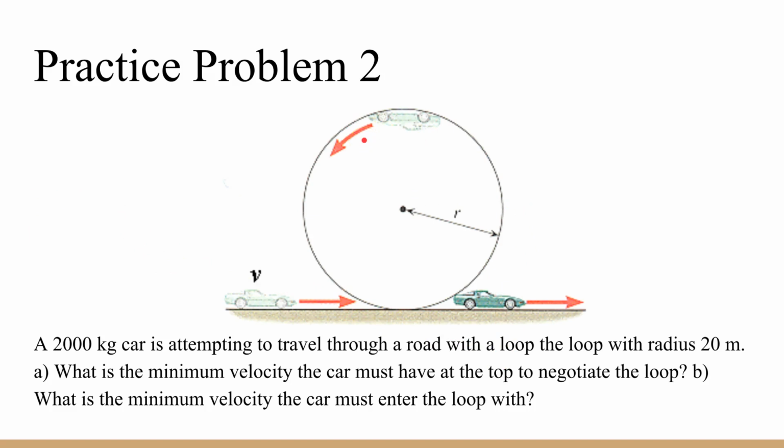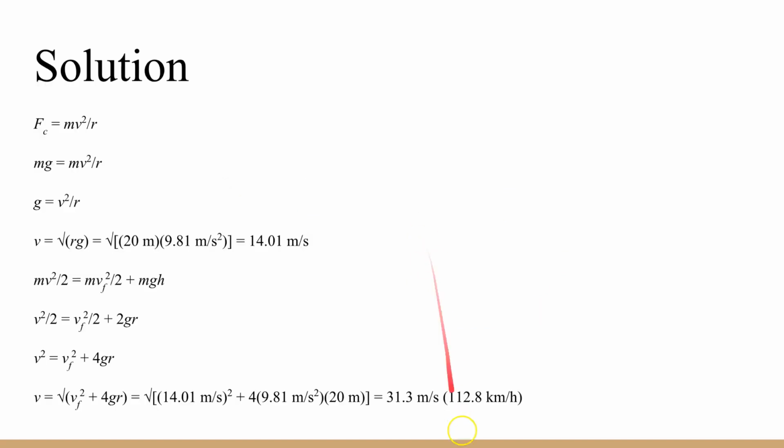That's pretty fast. However, notice that the radius is 20 meters. So that's almost the size of a house. That's just the radius. So it's a huge loop. So this is the speed you will have to enter the loop with in order to successfully negotiate the loop. This is the bare minimum speed.